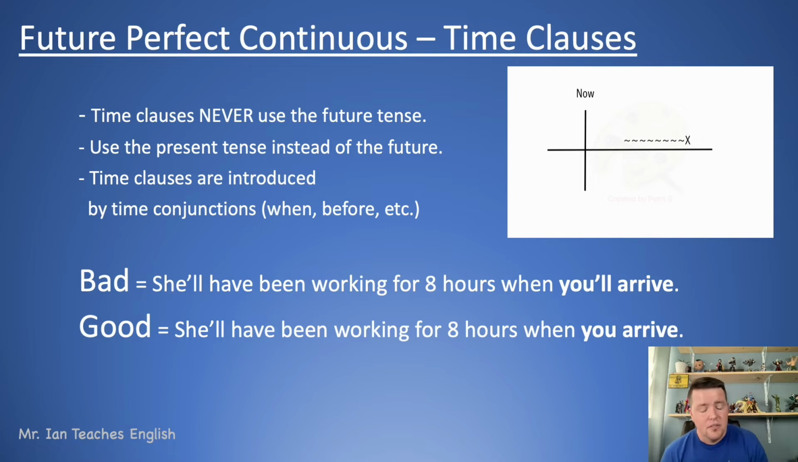Now, a very, very, very important idea with any future tense are these ideas of time clauses. On the last slide, you probably noticed that I didn't use the future tense both times. I used the future perfect continuous tense and I used the present tense. That's because in English, we do not use future tenses in time clauses. So if your clause tells us when something happened, it cannot be in the future tense. You can use the past tense or the present tense, but you can't use the future tense.